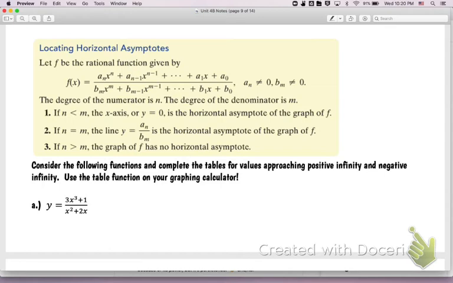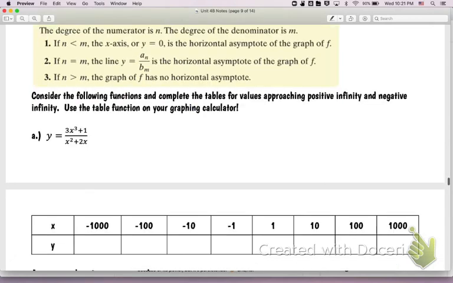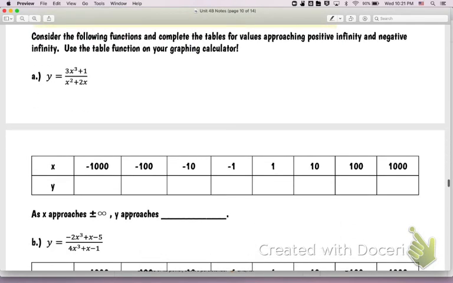And here's the rules. If the degree of the numerator n is less than the denominator m, then the x-axis is going to be your horizontal asymptote. If the degrees are equal, it's going to be the ratio of the leading coefficients. And if the reverse is true, if the numerator's degree is greater than the denominator's, then the graph will have no horizontal asymptotes.